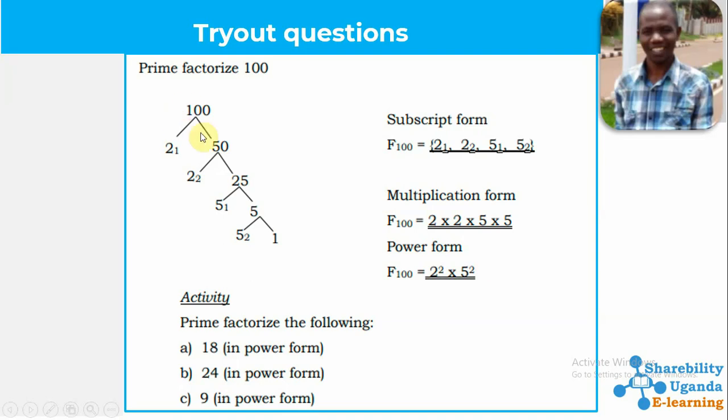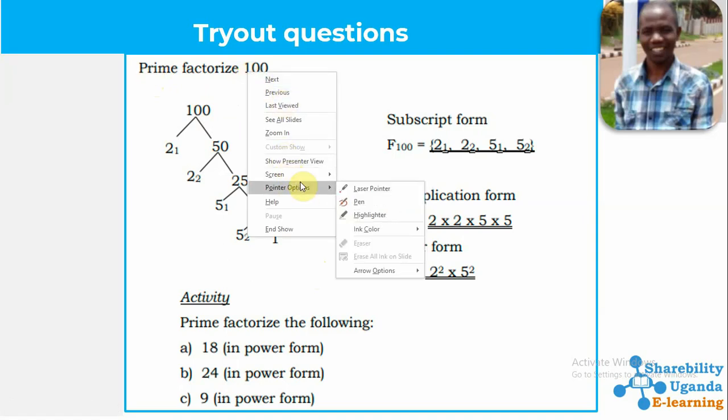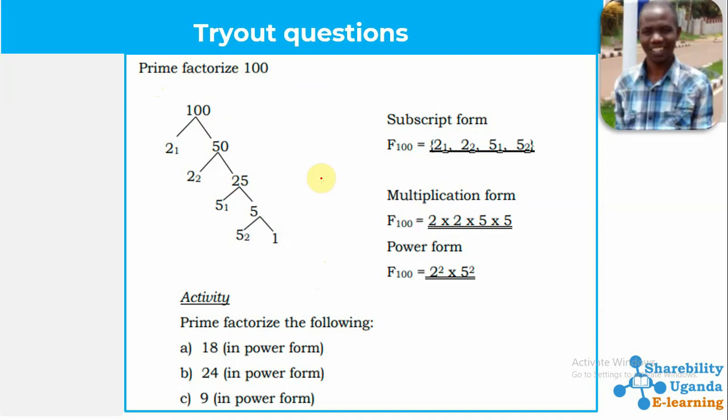Okay, so here we have a number, our example. Then we shall go to our questions and try them out using the concept that we have learned within this video. Here we are given an example: factorize 100. They are telling us to factorize 100, so we should be able to use our formal method.